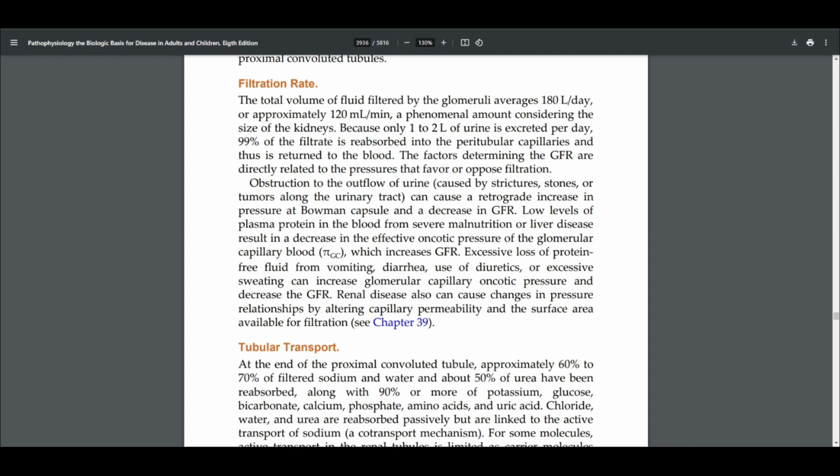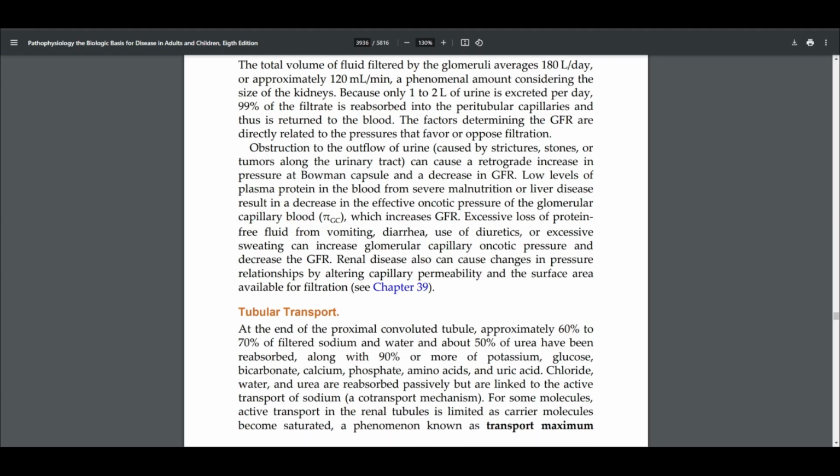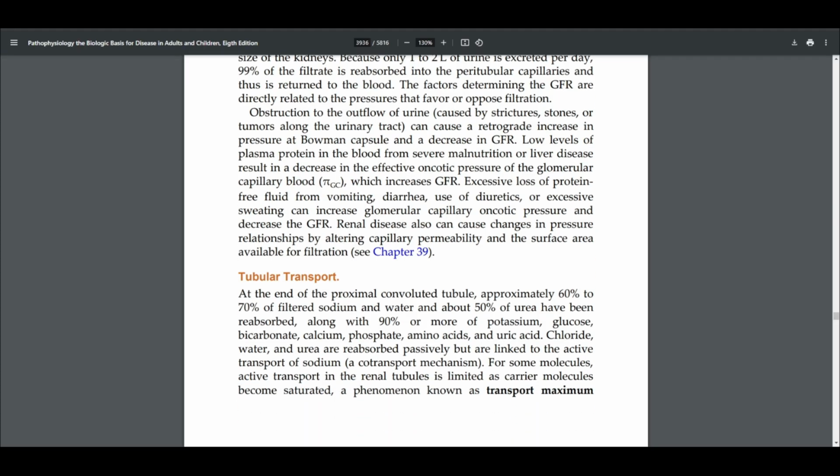The factors determining the GFR are directly related to the pressures that favor or oppose filtration. Obstruction to the outflow of urine caused by strictures, stones, or tumors along the urinary tract can cause a retrograde increase in pressure at Bowman capsules and a decrease in GFR. Low levels of plasma protein in the blood from severe malnutrition or liver disease result in a decrease in the effective oncotic pressure of the glomerular capillary blood, which increases GFR.